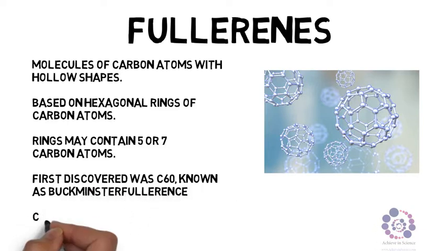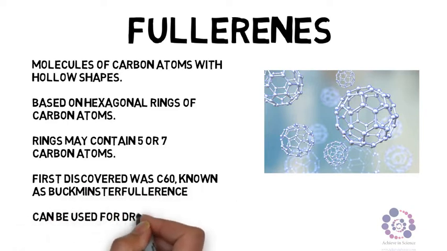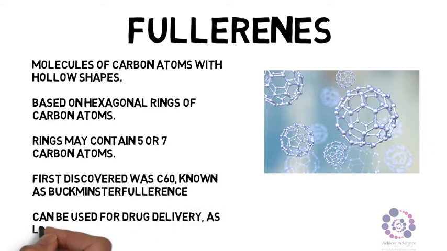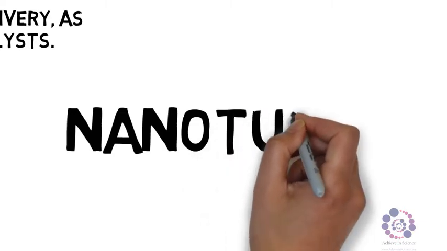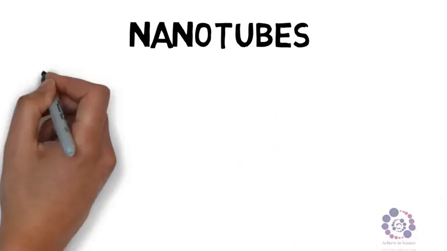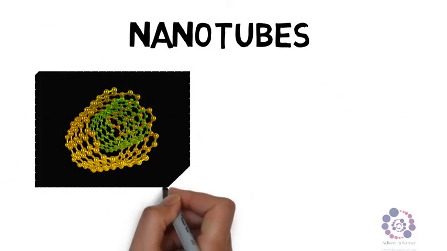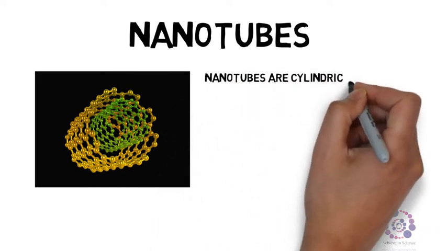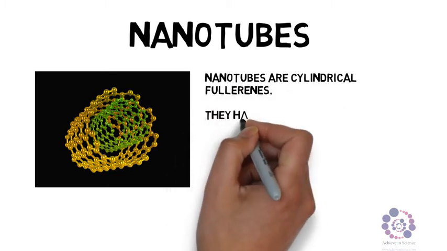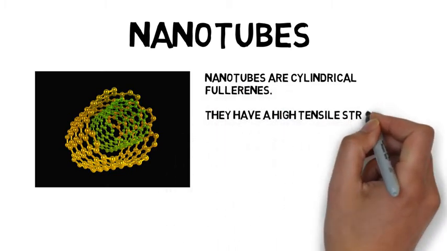Finally, let's look at a particular structure called nanotubes. Nanotubes are cylindrical fullerenes. They have high tensile strength, high electrical conductivity, and high thermal conductivity. They're used for things like reinforcing materials such as tennis rackets.